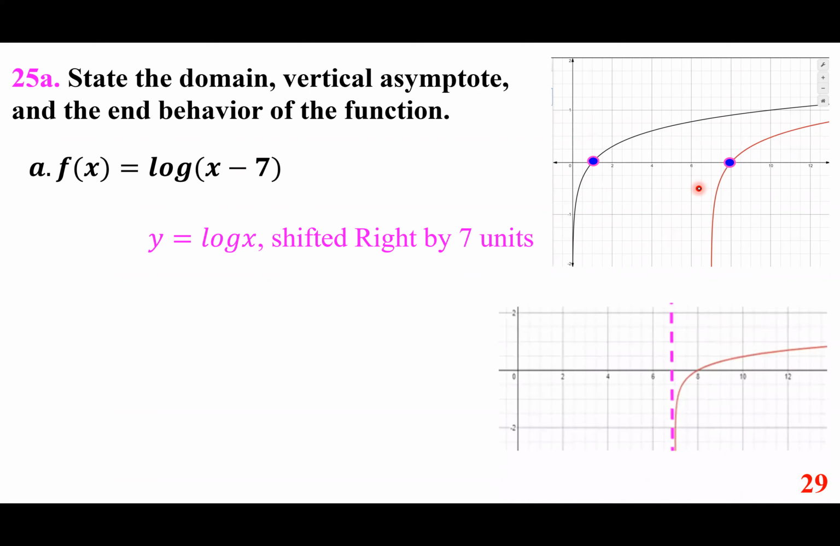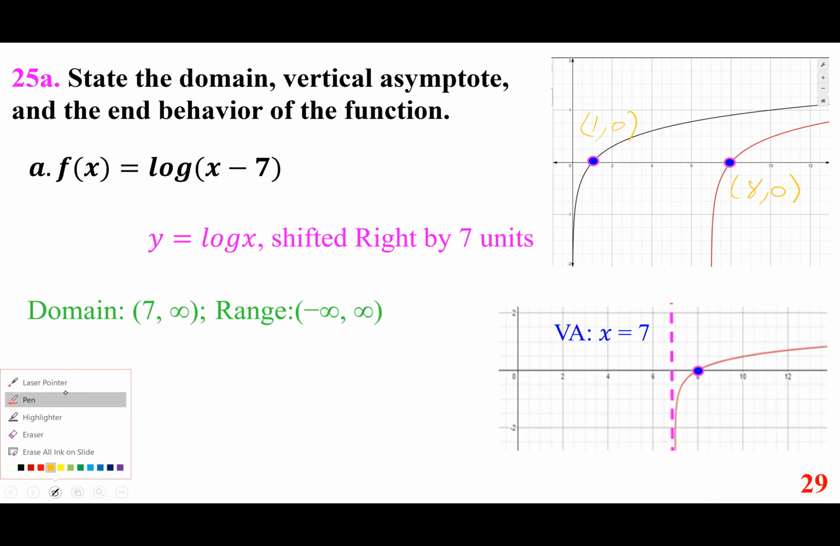Okay. And again, if you want, I can write next to it. This had coordinates 1, 0. The new one has coordinates 8, 0. And the vertical asymptote has the equation x equals 7. Domain is 7 to infinity. Range is minus infinity to infinity.